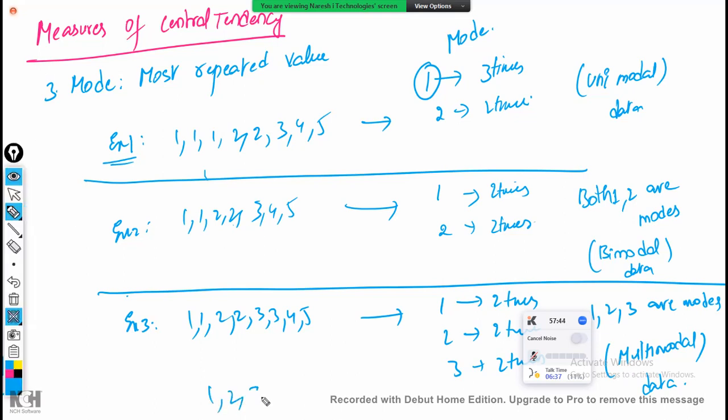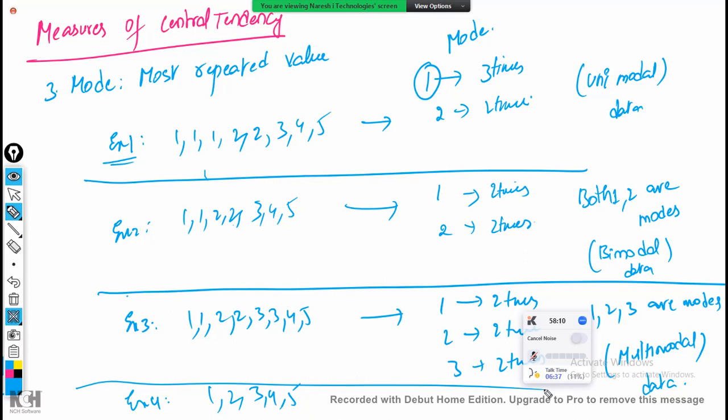Sir, I'm having a data set like this: 1, 2, 3, 4, 5. This is example number 4. In this data, none of them was repeated. No mode. Not even one is there, right? At minimum one should be repeated. Whichever value got repeated, that one only is considered as the mode. Not repeated means it is not called a mode. No repetition means none of the values is called a mode value.